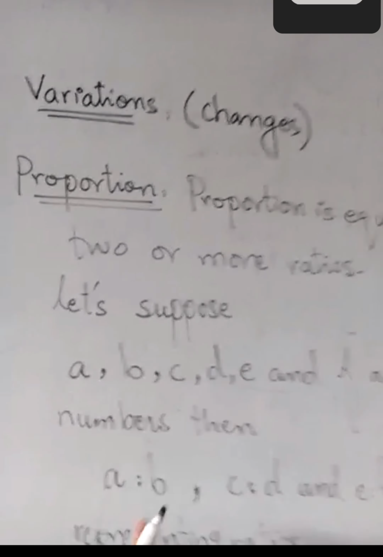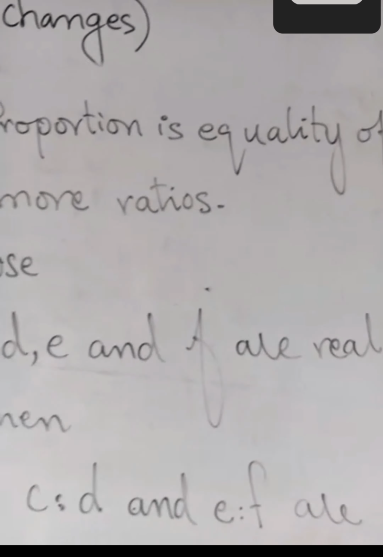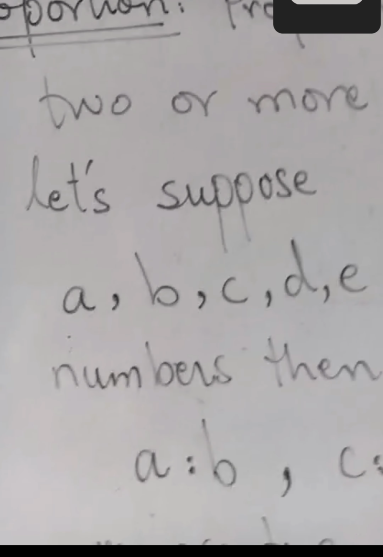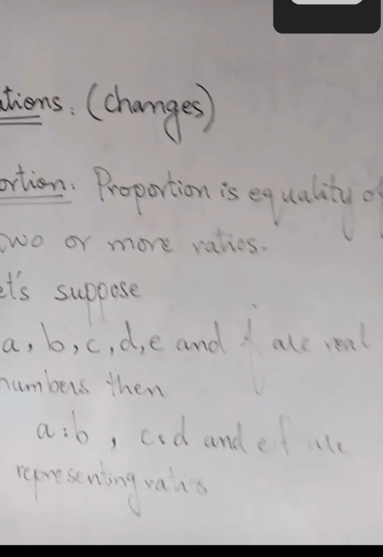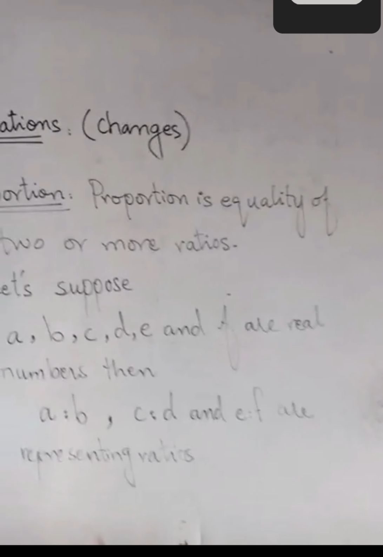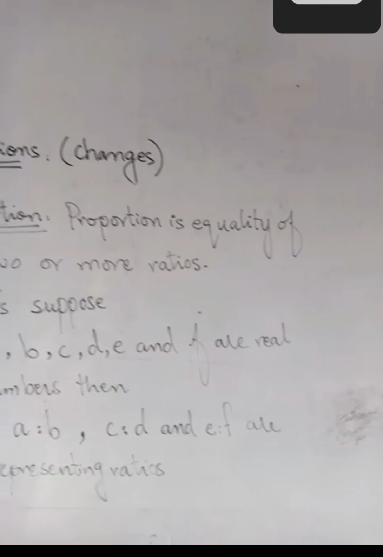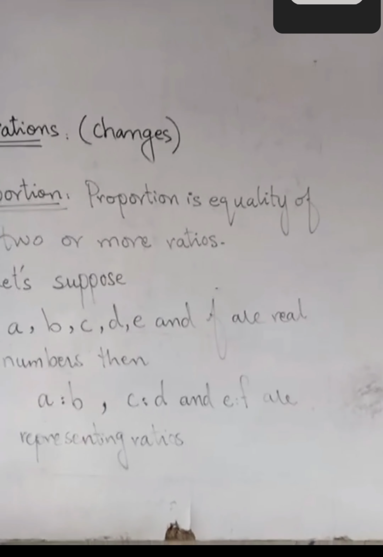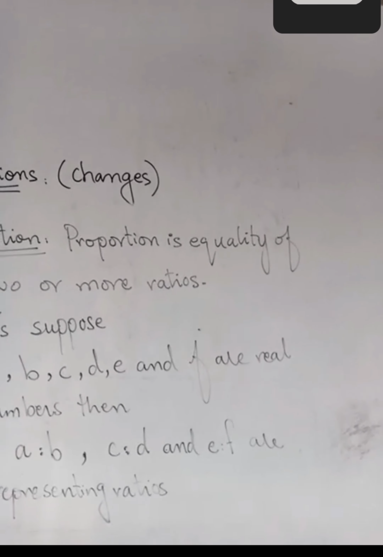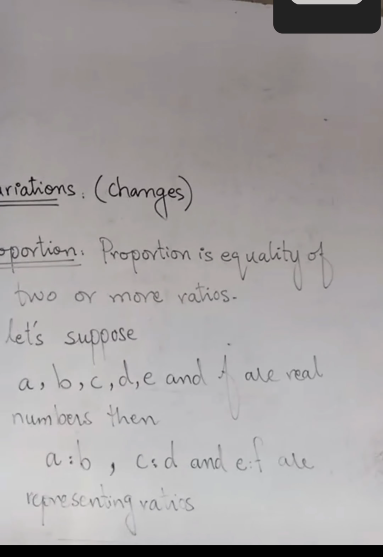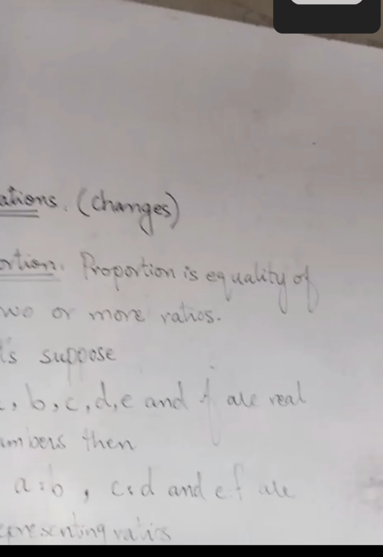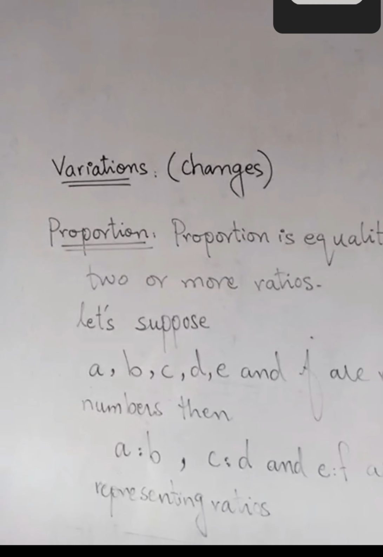Ratios, okay? A ratio B, C ratio D, and E ratio F are representing ratios. Now we will show them as proportion. We have taken these three ratios, different numbers. A, B, C, D, E, and F are real numbers, any real numbers like 2, 4, 3, 6. We have taken them as ratios.